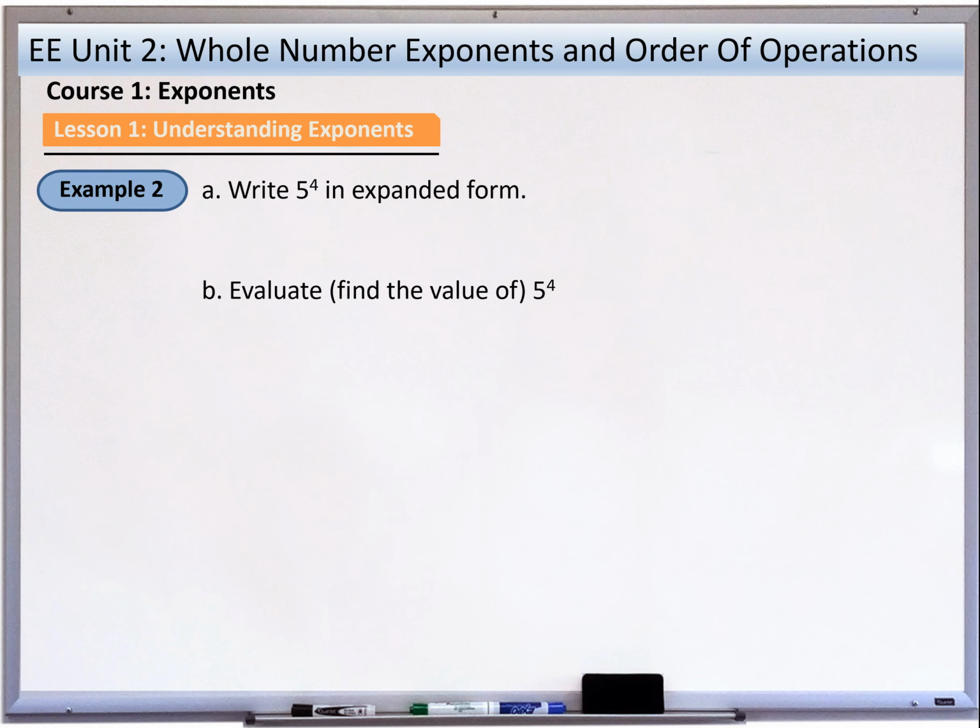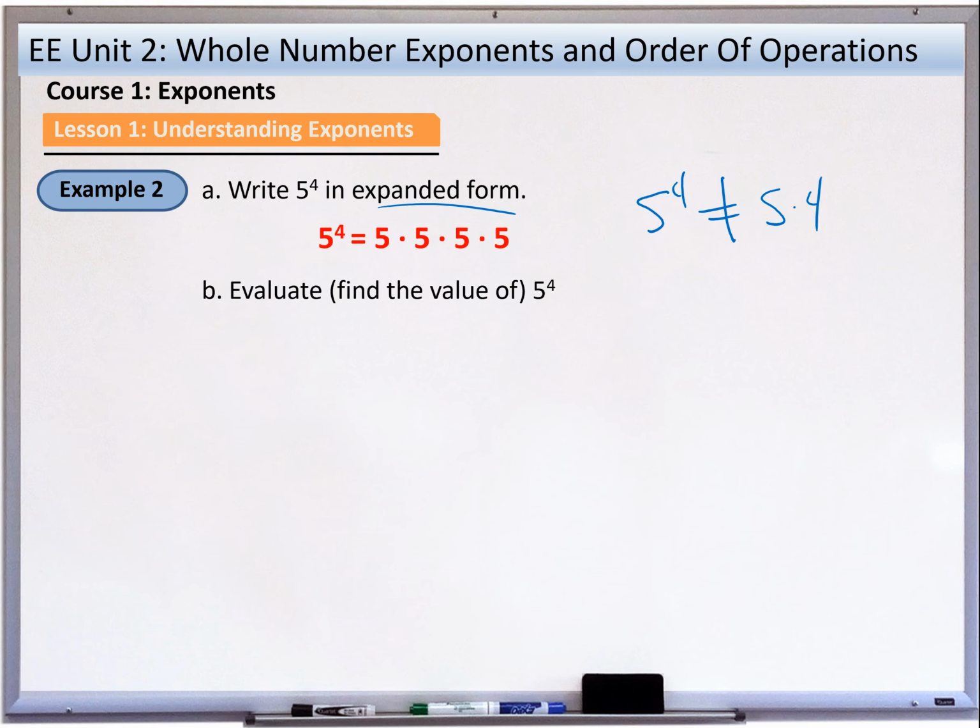All right, let's do a few problems here. So it says write 5 to the power of 4 in expanded form. Didn't say give me the value, it just says write it in expanded form. So that would be 5 to the power of 4 is 5, the factor 5, or the base 5, multiplied by itself 4 times. 5 to the power of 4 is not equal to 5 times 4. Please don't make that mistake.